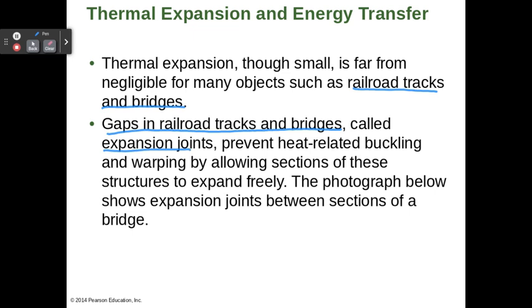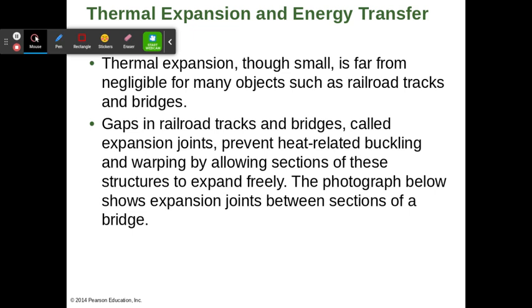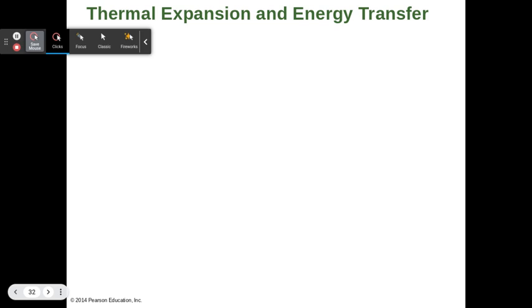It says the photograph below shows expansion joints between sections of a bridge. So that is page 353, that figure A at the top of the page. Okay, well, I guess that next page was the picture.